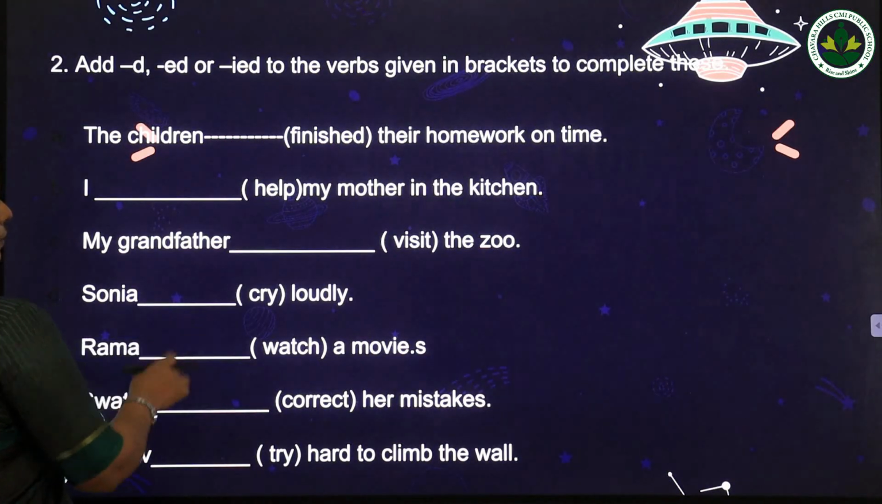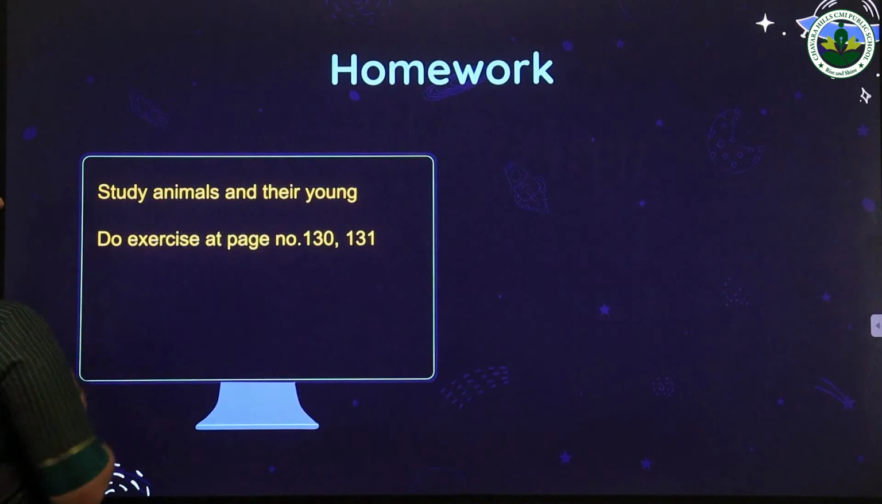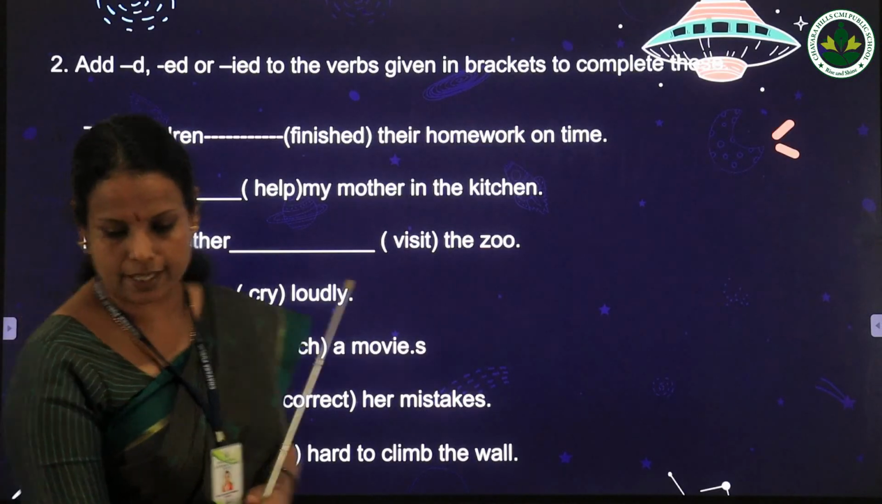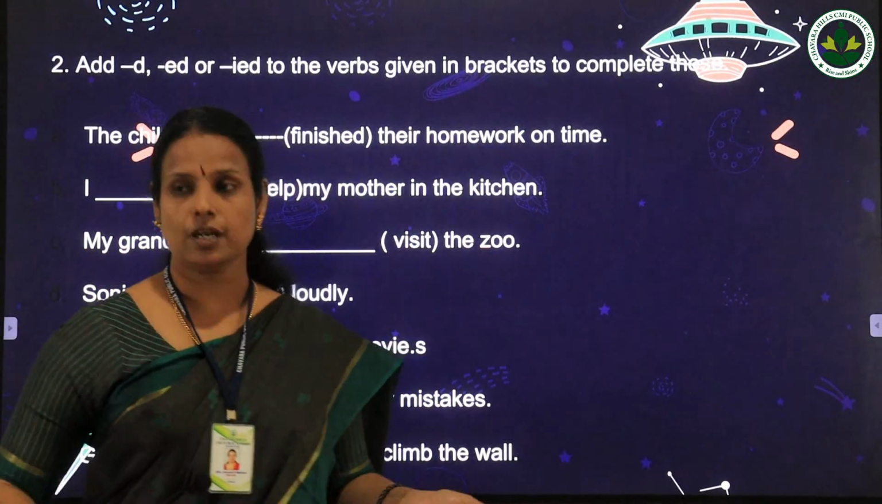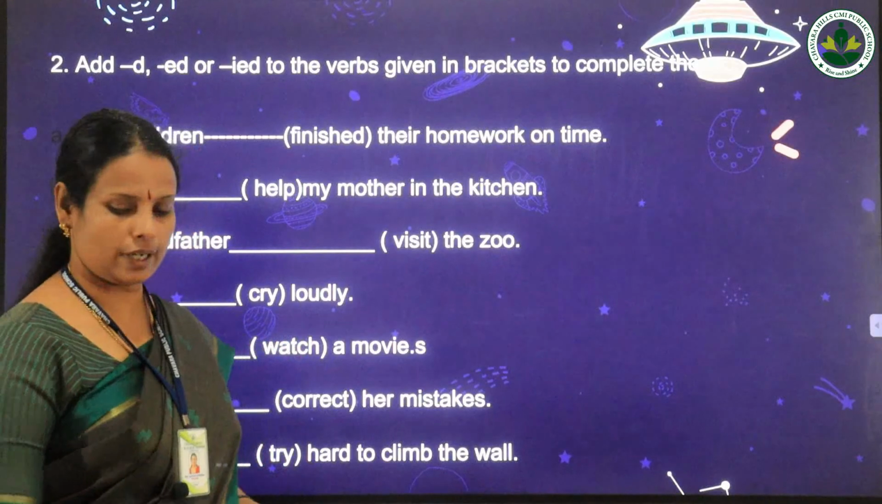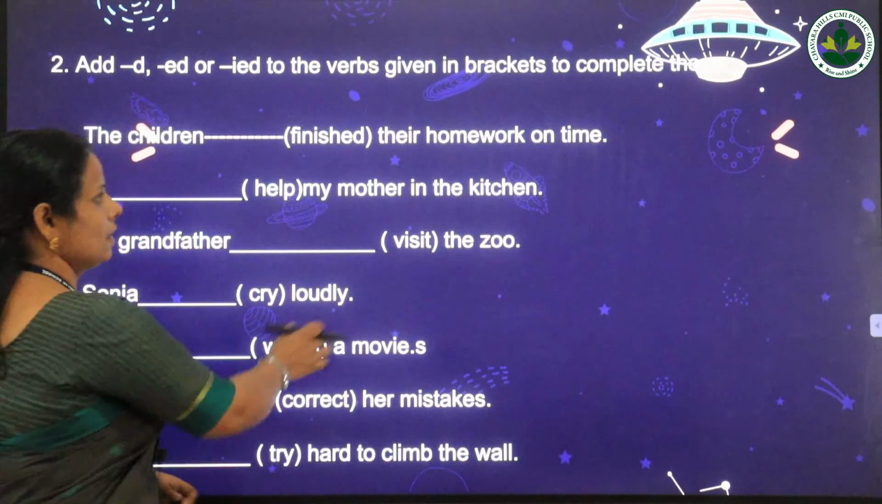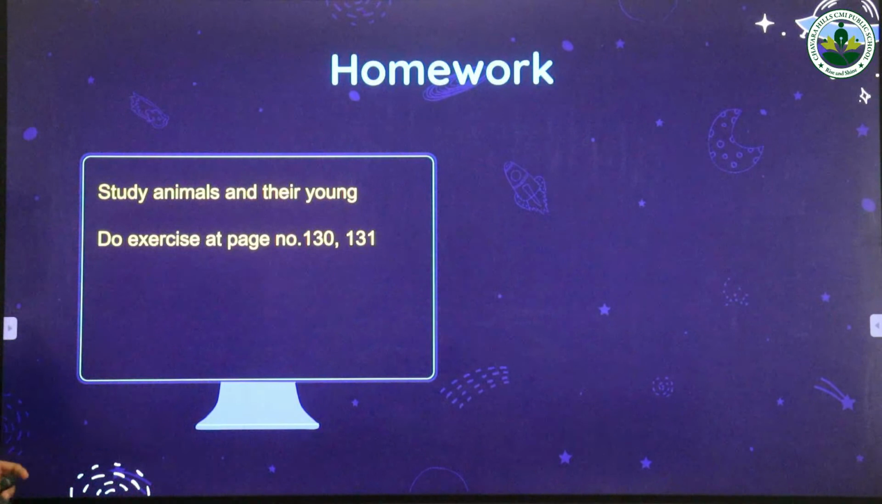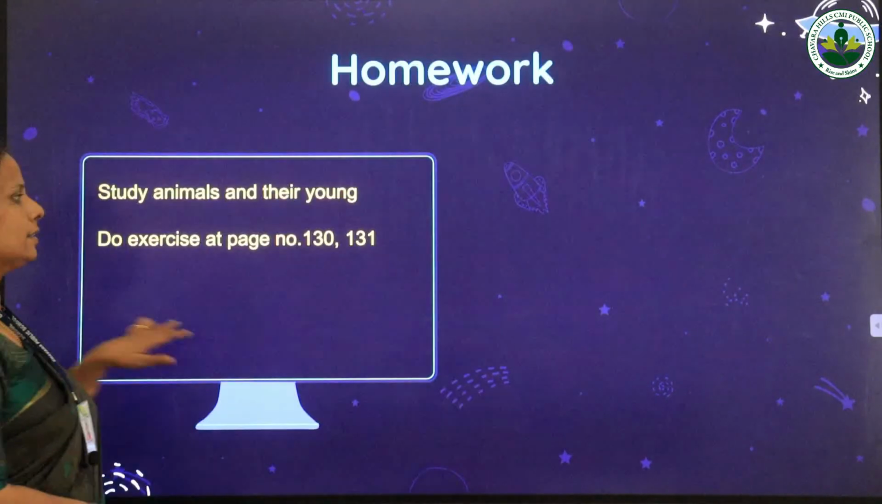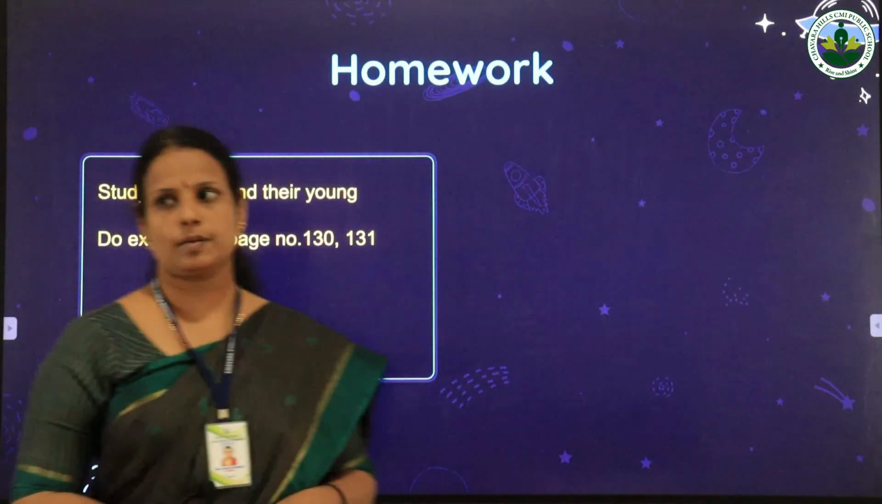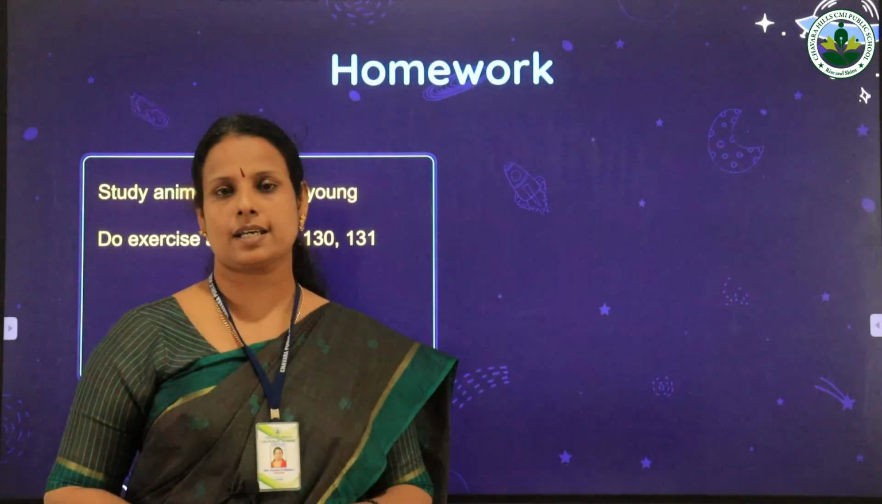Then the remaining questions you have to do in the textbook, and we will check them during the live class. You have to find out by yourself. Then there is a writing section also given in the textbook, that you also have to write. We will check it in the next class. And this is the homework for you. You have to study the animals and their young, and also do the exercise at page number 130 and page number 131. Okay, today's class is over. Thank you.